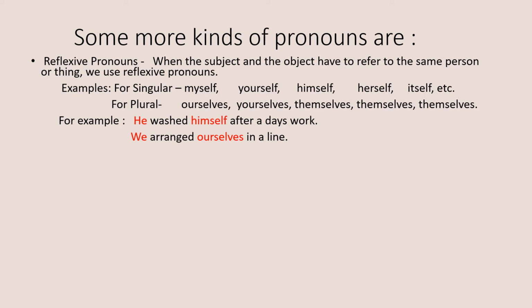For example, if there is he, you can use himself. We, ourselves. For a singular pronoun you have to use a singular reflexive pronoun, and for plural, a plural reflexive pronoun. Understood? So above are given: myself, ourselves, yourself, yourselves, himself, themselves, herself, itself, and themselves also you can use. That means you add self or selves after the pronoun. That is known as reflexive pronouns.